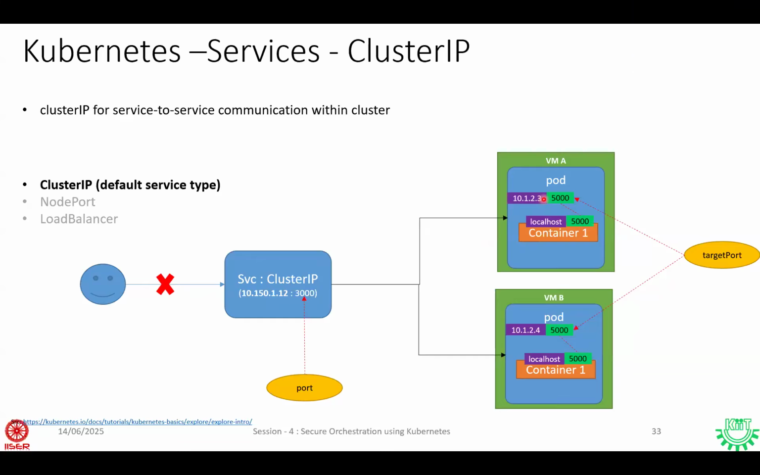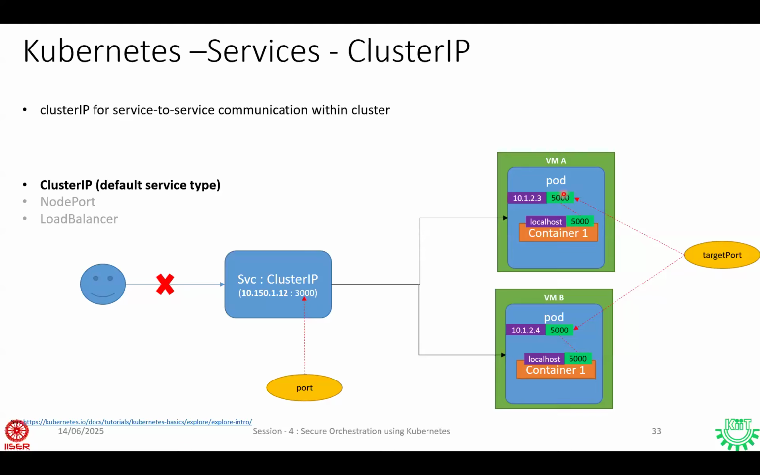The pod will have some IP address, and when you create the container, you can map the port number of the pod with the port number of the container. Whenever you send a request to the cluster IP, you will get some IP address from the cluster IP, let us say 10.150.1.12, and some port number, that is 3000. This will go to the required pod, and there 3000 will be mapped to 5000, and then it will redirect the request to the right container. This port is usually called the target port.